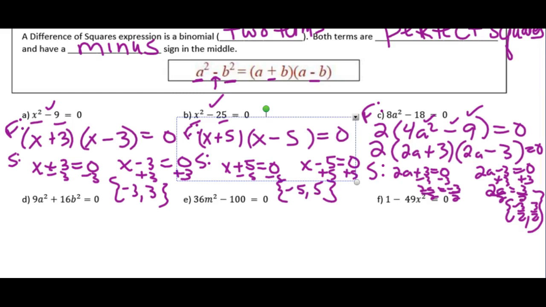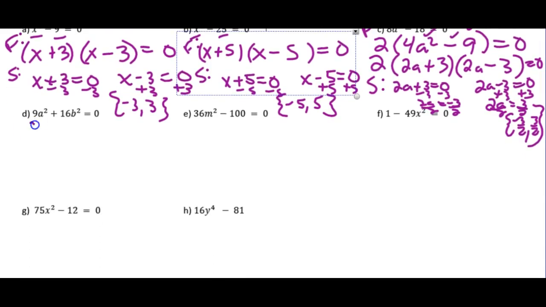Now I get to D. Perfect square, but it's a sum. Nothing I can do, can't factor.